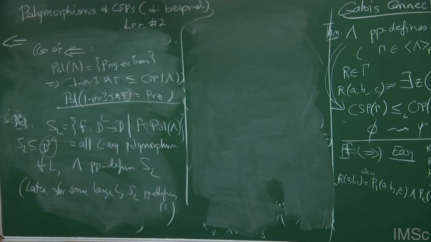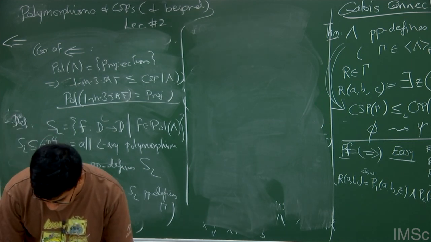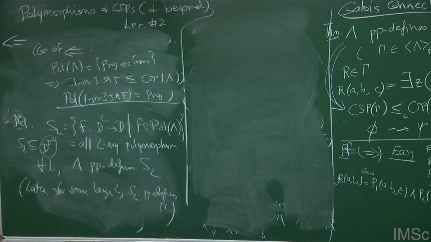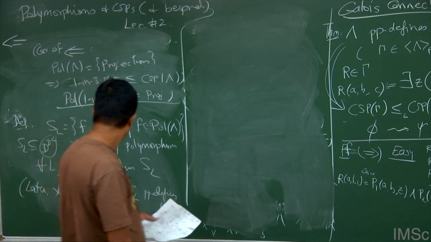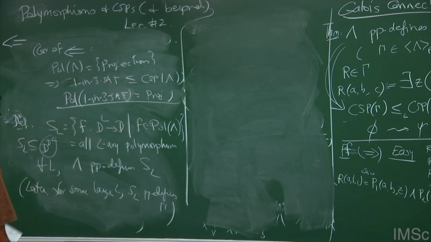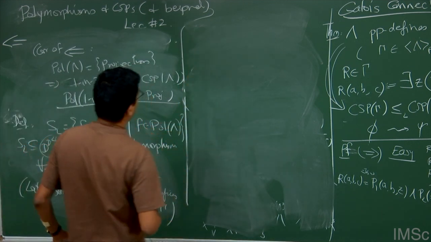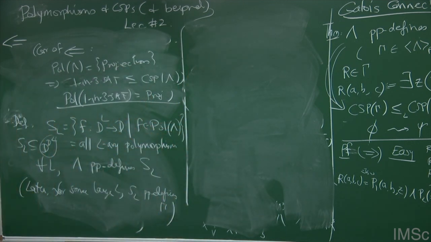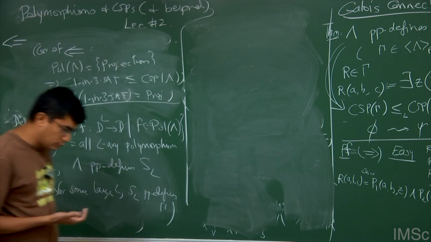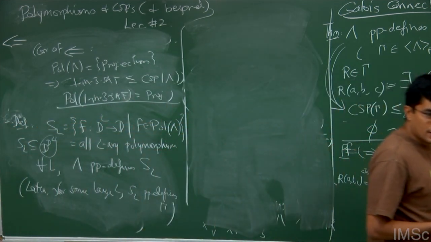Okay, and really the proof of this pretty much follows from the definition, right? Basically what do you need to say? You need to capture the property that F is a polymorphism using relations in R. But that's kind of obvious, right?